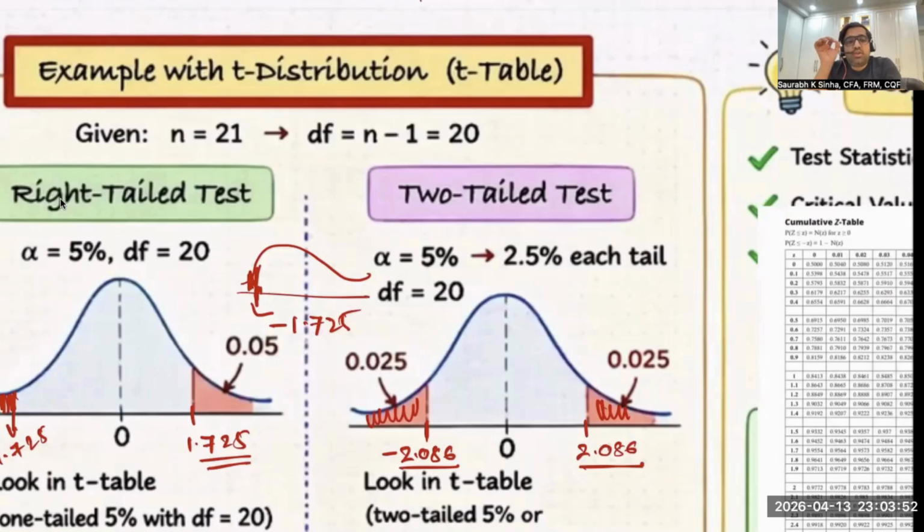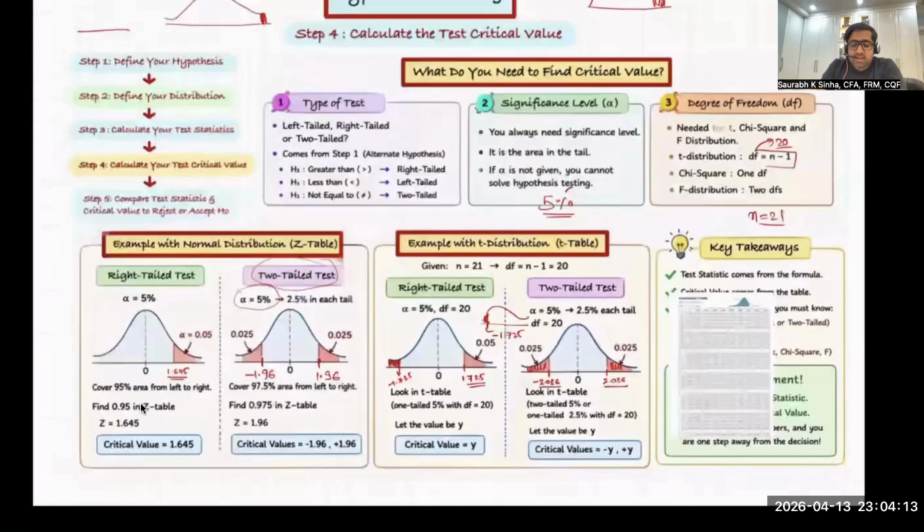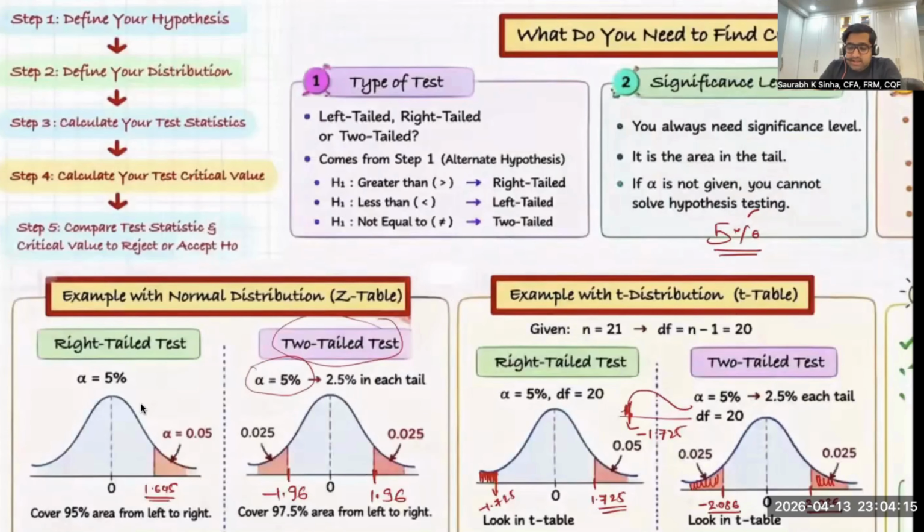Once you have the test statistic and the critical value, you just compare these two numbers and decide whether you reject the null hypothesis or fail to reject the null hypothesis, as in step 5. You do that by comparing the test statistic with the critical value. And this is where the hypothesis testing gets completed.